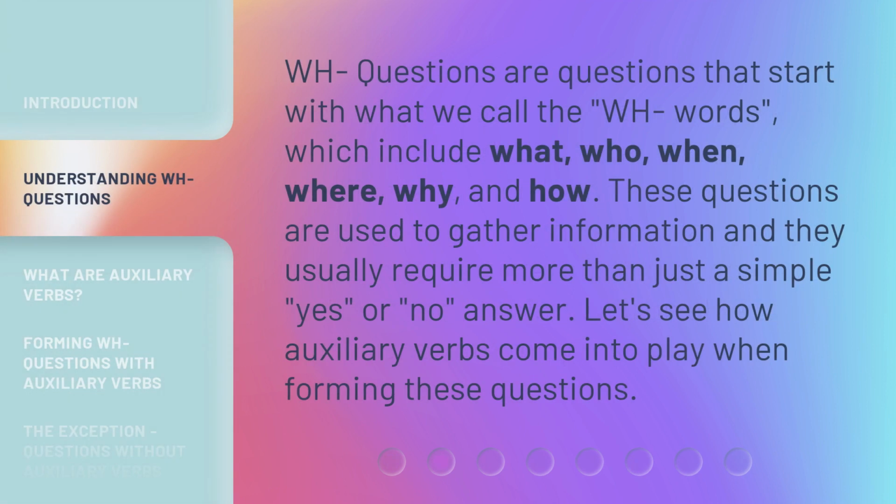WH questions are questions that start with what we call the WH words, which include what, who, when, where, why, and how. These questions are used to gather information, and they usually require more than just a simple yes or no answer. Let's see how auxiliary verbs come into play when forming these questions.